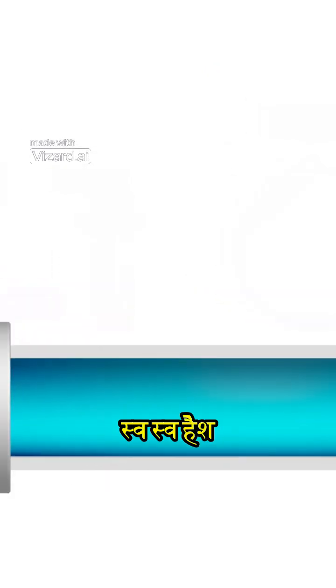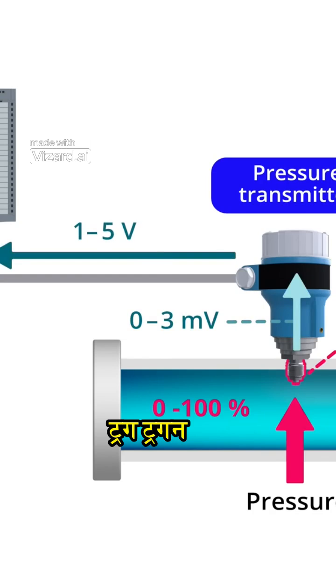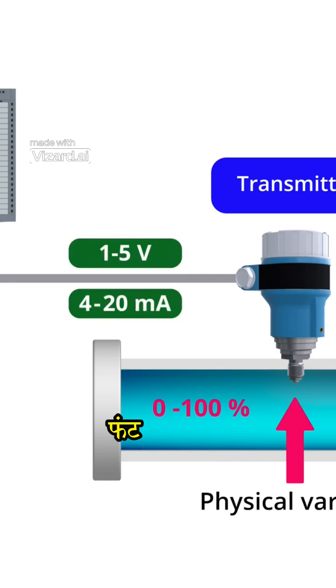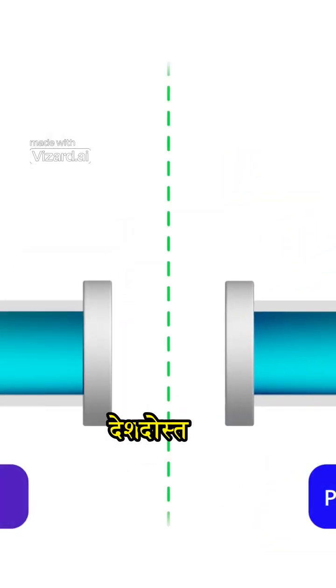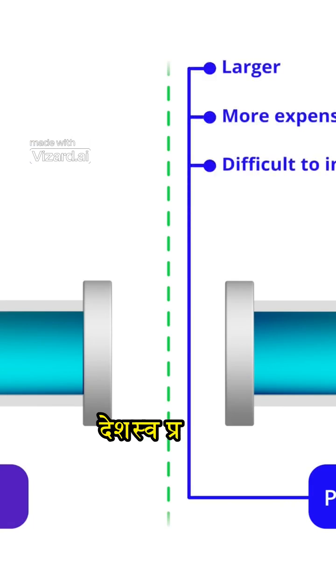A pressure transmitter is a device that converts the electrical signal from the transducer into a much larger electrical signal. A transmitter output signal is usually a range of voltage, 1 to 5 volts, or current, 4 to 20 milliamps, representing 0 to 100% of the sensed physical variable. A pressure transmitter can be used as a pressure switch, but it is not practical to do so.